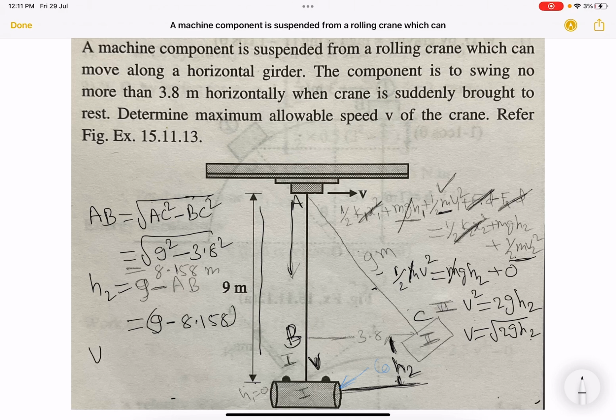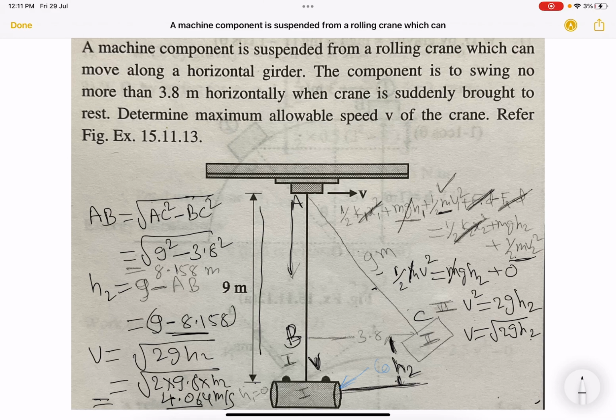And we will find out V is equal to, now straight, V is equal to root 2gh2, and this will be 9.8 into h2, and h2 you can find out from here. So 9 minus 8.158, just find out that value of h2, and you should get V as 4.064 meters per second. So this is the velocity V.